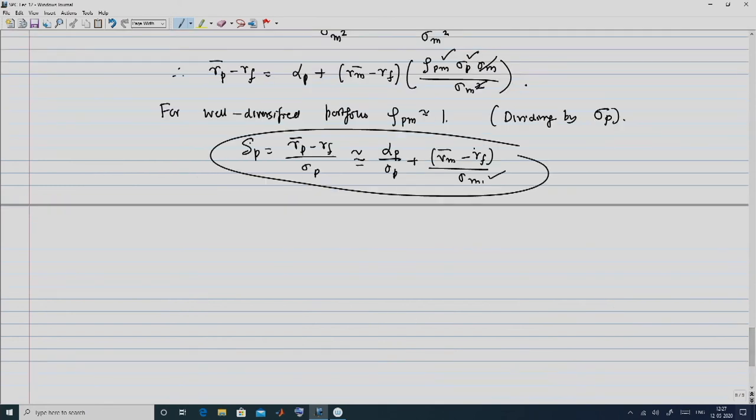So, from this relation, the Sharpe measure Sp is a linear transformation of Jensen's alpha. So, we have looked at Jensen's alpha and its relation to the Treynor ratio and the Sharpe ratio. We are only left with one combination, how to connect the Treynor and the Sharpe ratio.